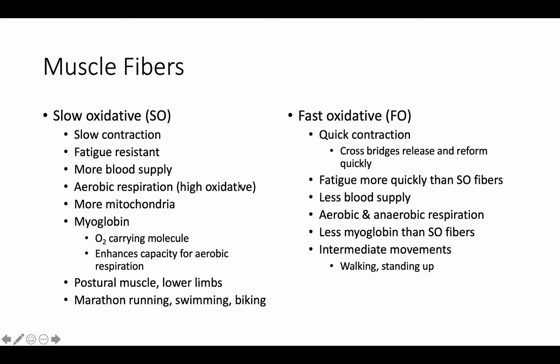and this is because it's aerobic respiration with high oxidation. So it's basically very much more reliant on oxygen. And it has more mitochondria for that because at the end of the mitochondrial electron transport chain, they have that terminal oxygen acceptor. And that's so that we can have aerobic respiration in these muscle fibers. And so we also need myoglobin in there, which is an oxygen carrying molecule similar to hemoglobin, helps enhance the capacity for aerobic respiration. And we'll see these types of fibers in our postural muscles and lower limbs.